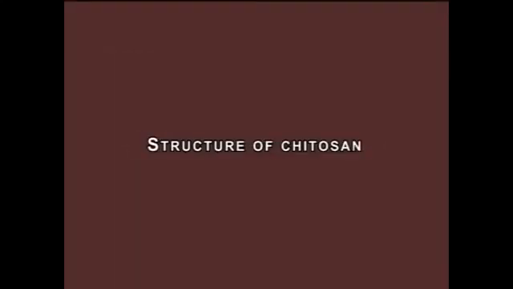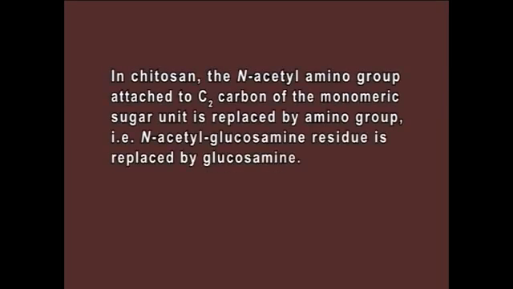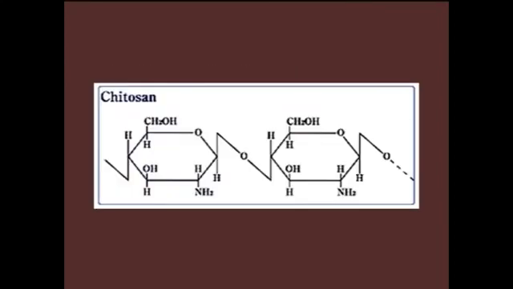Structure of chitosan. In chitosan, the N-acetyl amino group attached to the C2 carbon of the monomeric sugar unit is replaced by an amino group. That is, the N-acetyl glucosamine residue is replaced by glucosamine. The structure of chitosan is shown in the figure.